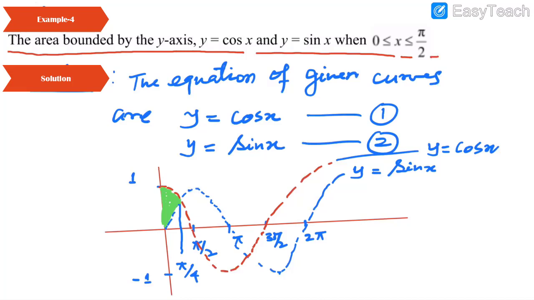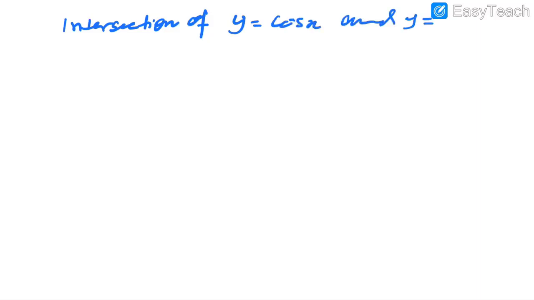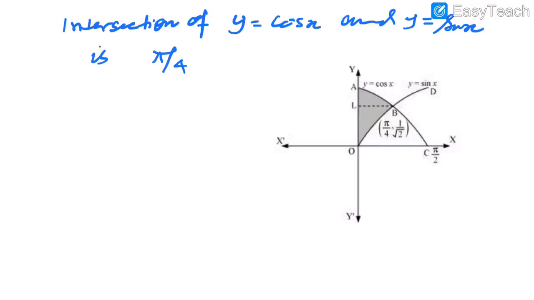And the point of intersection of these two curves is pi by 4 and 1 upon root 2. So first we find the point of intersection of these two curves, sin x and cos x, equating y is equal to sin x. So sin x is equal to cos x, solving we get tan x is equal to 1, so x is equal to pi by 4. Putting x is equal to pi by 4 in any curve, y is equal to cos pi by 4 is equal to 1 by root 2. So the point of intersection is pi by 4 and 1 upon root 2.